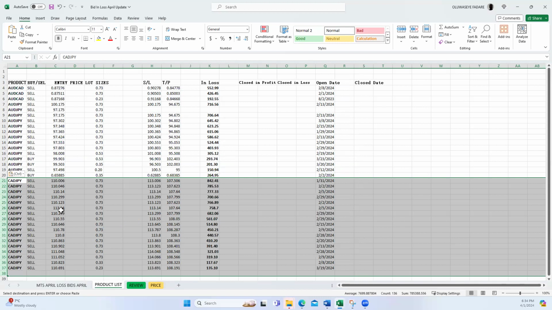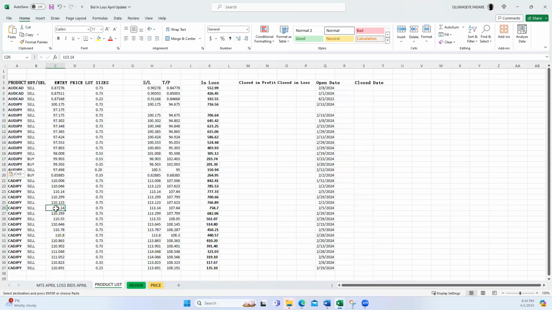No, 113. I don't think so, that must have been an error. We don't have any 113. The market has not actually reached 113. So I think this should be 110. Please, let's ensure that we get the right updates because it's very, very important information. If our data is wrong, it will be difficult to make the correct decision.